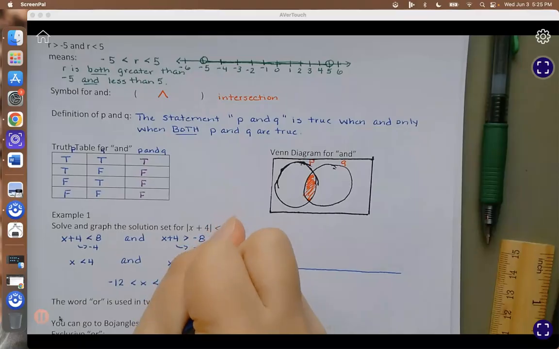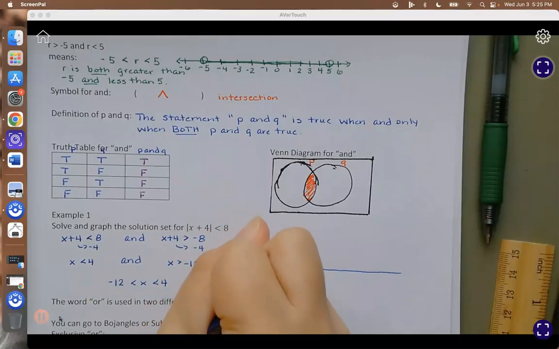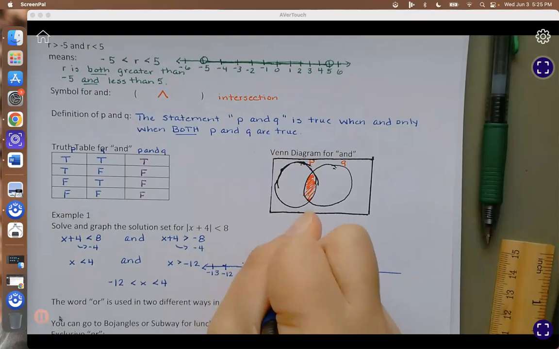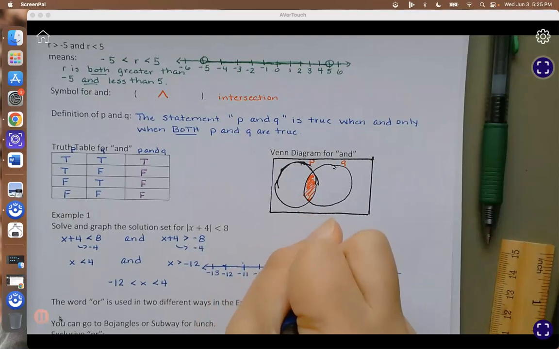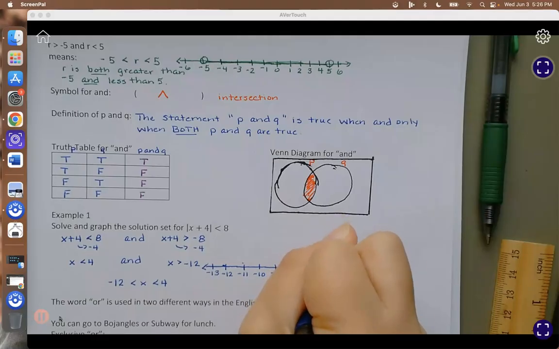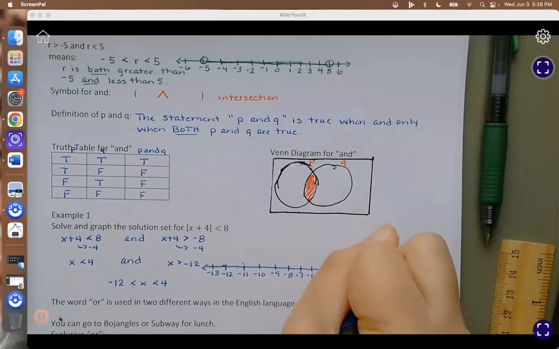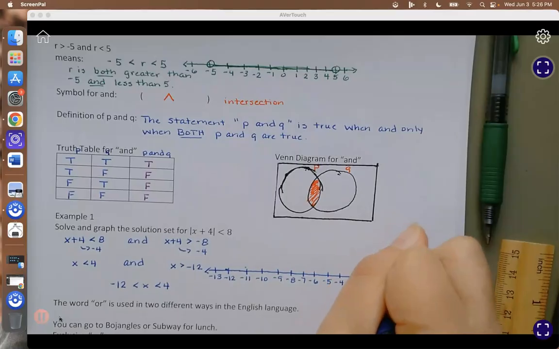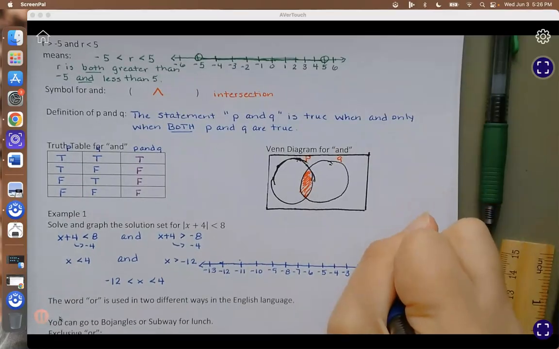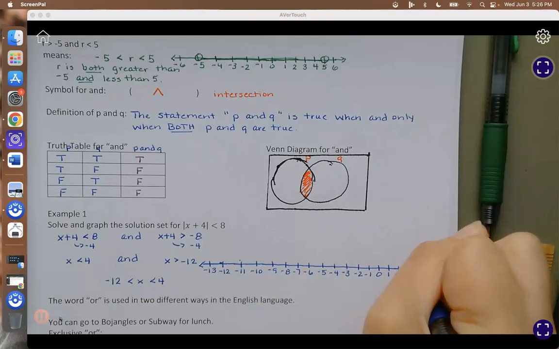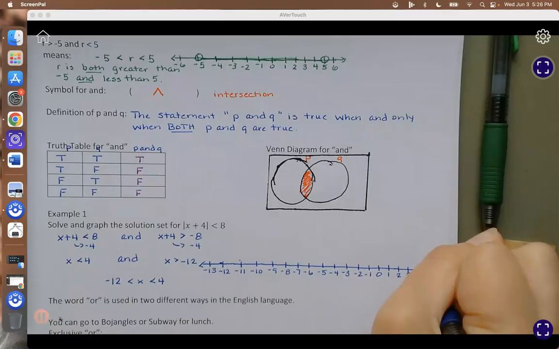So we'll go negative 13, negative 12, negative 11, negative 10, negative 9, negative 8, negative 7, negative 6, negative 5, negative 4, negative 3, negative 2, negative 1, 0, 1, 2, 3, 4, and 5.